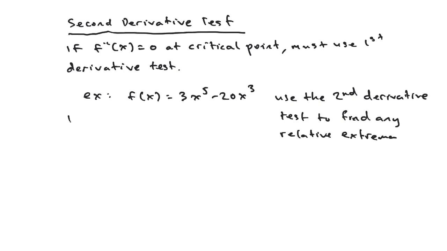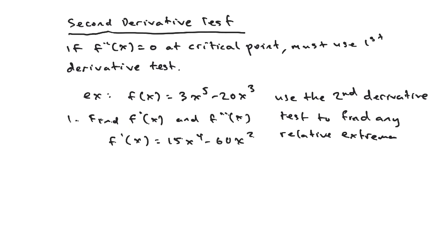So the first step is we'll find f prime of x and f double prime of x. If we use the power rule, f prime of x gives us 15x to the fourth minus 60x squared, and f double prime of x equals 60x cubed minus 120x.